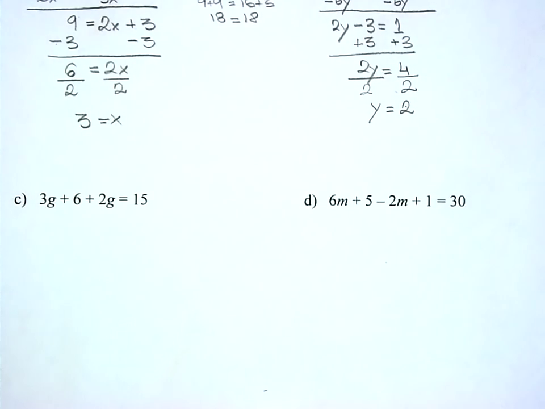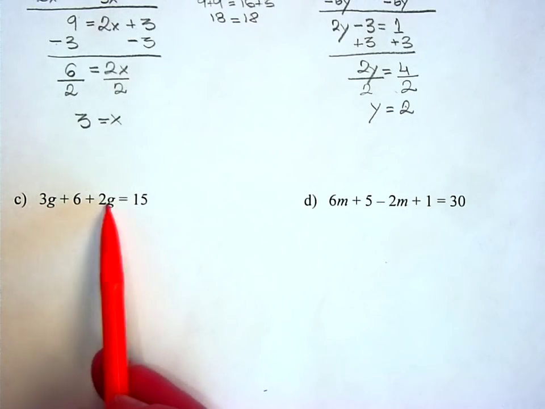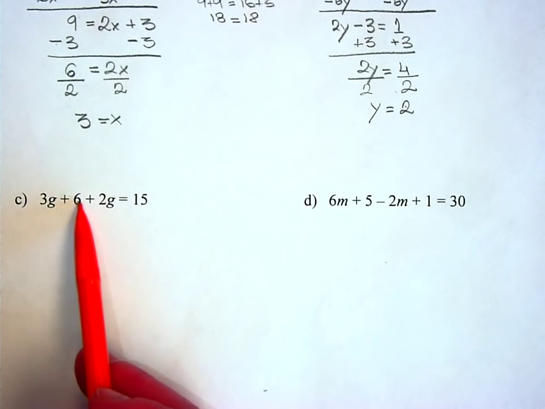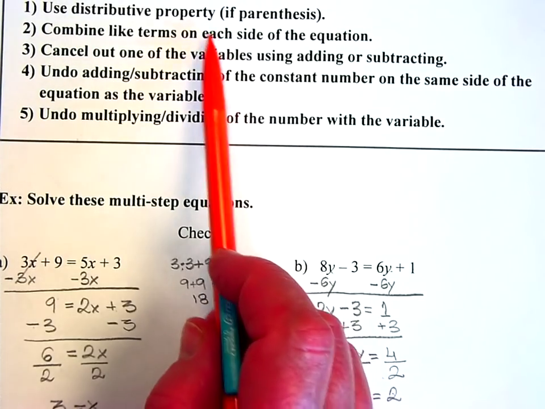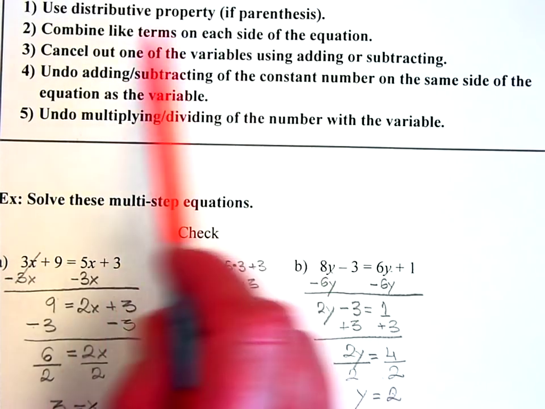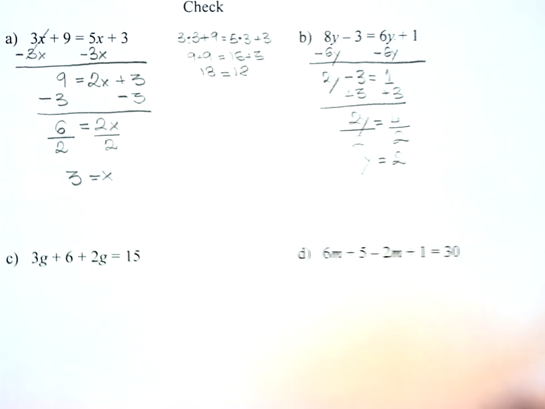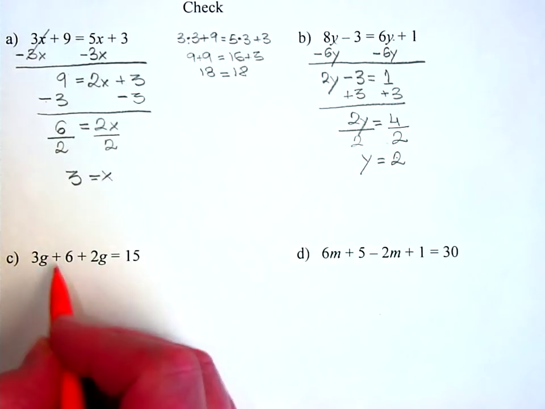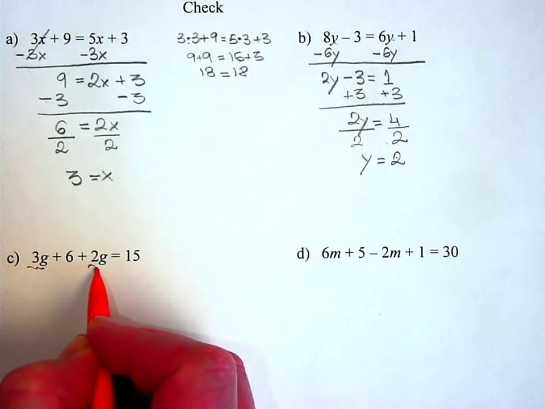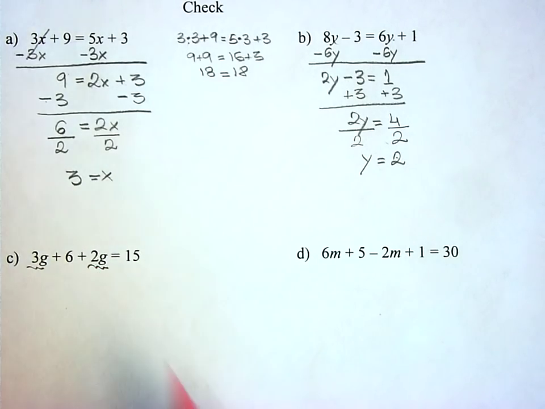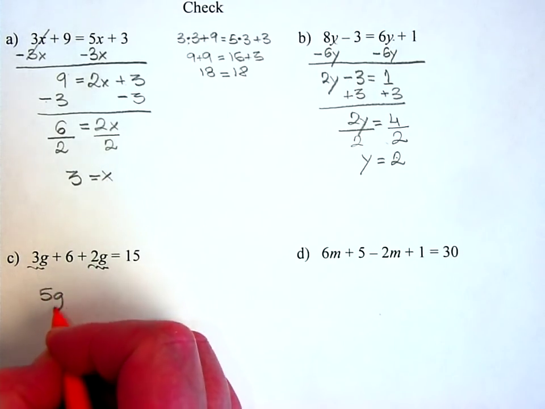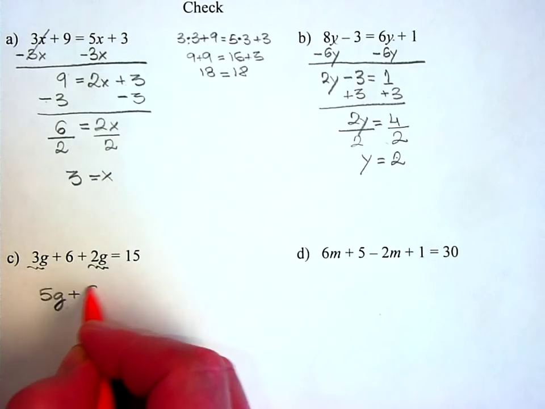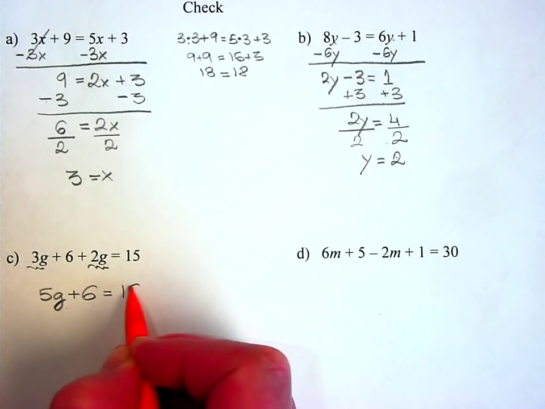Now, when we look at example C, notice, when I look at the left side, I have 1, 2, 3 terms. That tells me that actually I might be able to combine like terms. I don't have any parentheses to solve, but I can combine like terms. So I look at that side and I notice that 3g and 2g are like terms, so I could combine them. 3g plus 2g will give me 5g. I still have plus 6 on that side, and I have equal 15.